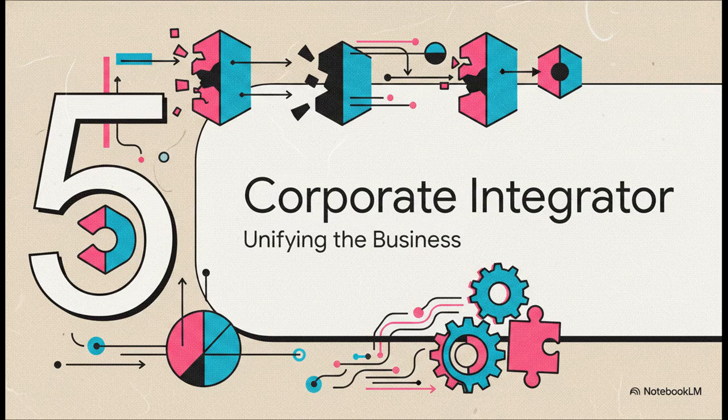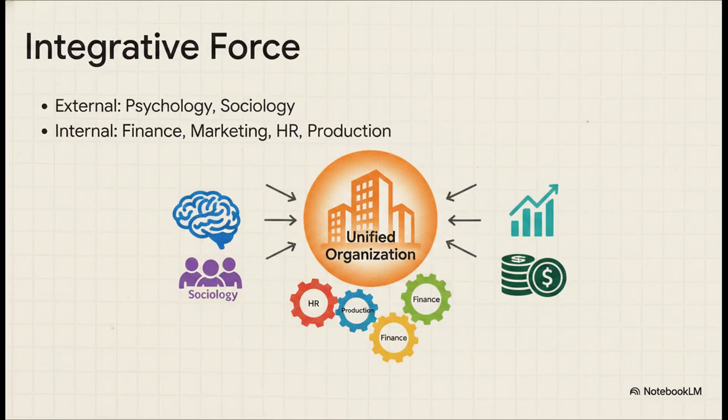Which leads us to our final act, Section 5, the ultimate corporate integrator, unifying the business. You see, managerial economics isn't just some academic subject. It's honestly a bit of a superpower because it destroys corporate silos. It integrates external disciplines like psychology and sociology while simultaneously coordinating internal functional areas. I'm talking finance, marketing, human resources, and production. It forces everyone to actually talk to each other. It ensures that decisions are never made in isolation, but instead align the entire machine toward one overarching goal.